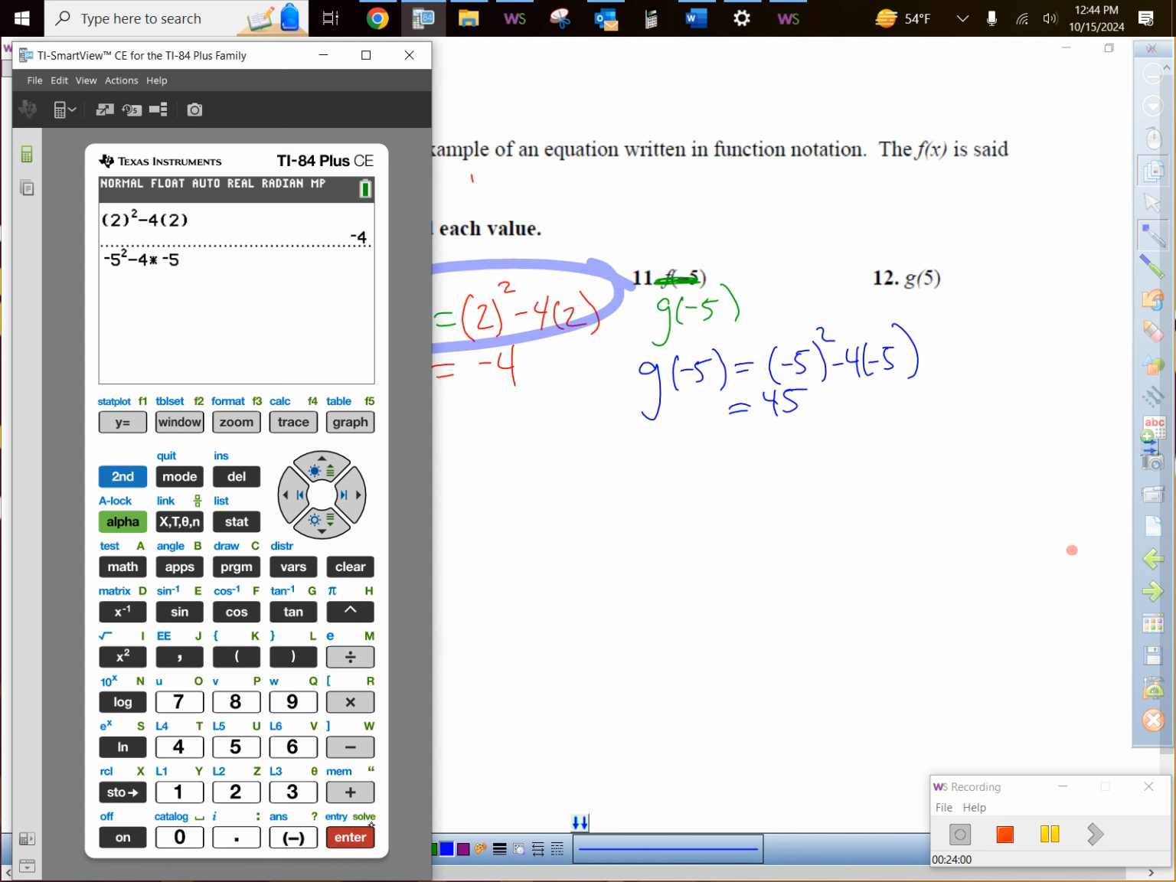Whoops! I didn't get 45. Why not? Because I didn't put -5 in parentheses. But if you do put -5 in parentheses, you will get the correct answer. I didn't put a -5. Let me try that one more time. My button didn't get hit. Of 45. What's the difference?